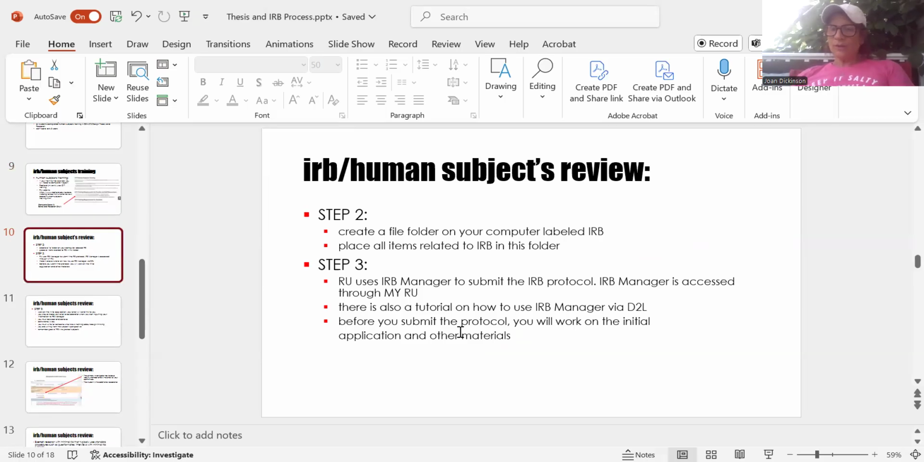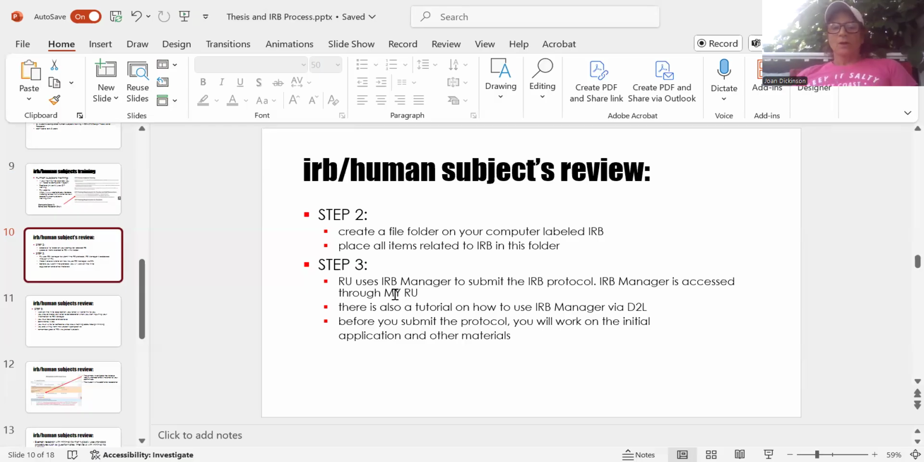Okay, so once you have completed your training, then the next thing that I usually do, I recommend that my students create a folder on their computer. I know this sounds kind of silly, but you're going to need to keep all this IRB material together. And so I always create a folder. I label it IRB for the particular research study, and I keep all of that information together because you are going to have to gather quite a bit of information prior to submitting the application through IRB Manager.